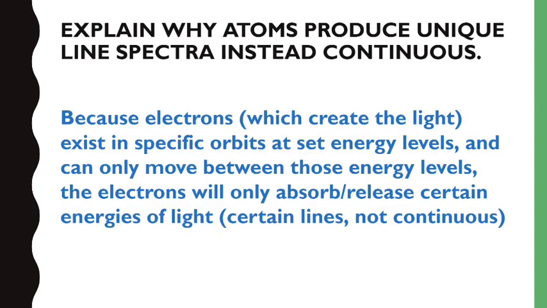Well, it's because the electrons, which create the light, that's an important thing to know, exist in specific orbits at set energy levels, and they can only move between those energy levels, 1 to 2, 2 to 3, that kind of thing. And because the electrons are only going to absorb and release a certain energy of light, that means they're only going to create certain specific lines of color, not that continuous spectrum.